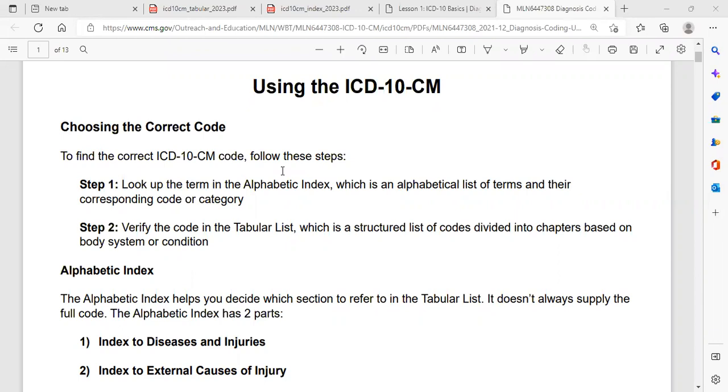And for those of you who have had questions about ICD-10 versus ICD-11, I will be talking about that in a future video. So stay tuned if you're interested in that.